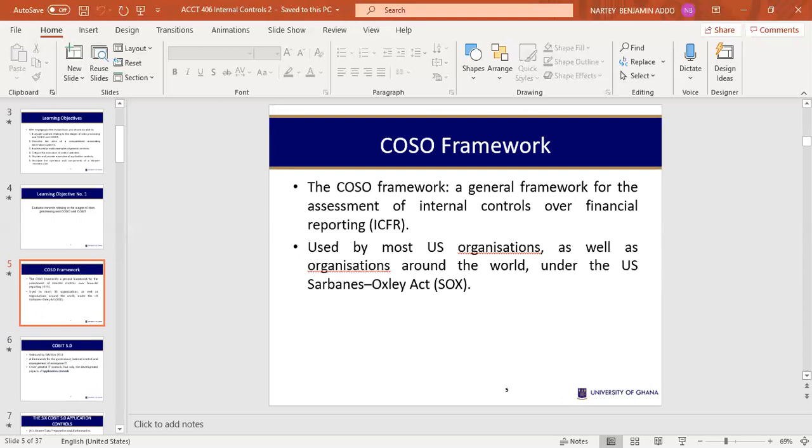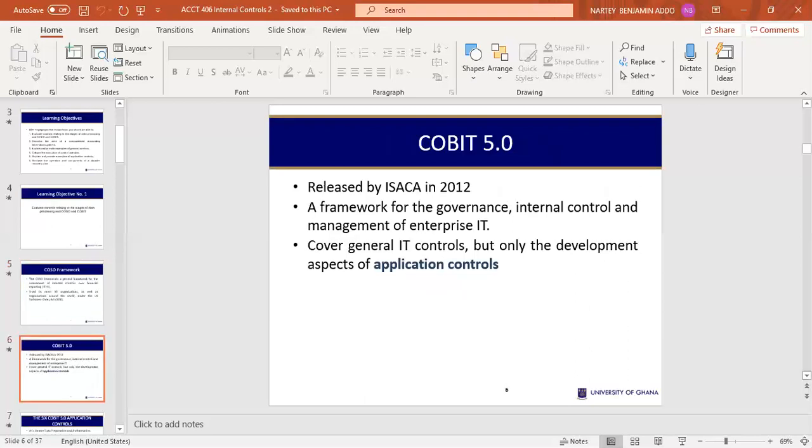We know that the Sarbanes-Oxley Act was promulgated in 2002 to regulate the activities of public organizations because of what happened around the world. Most of these giant companies collapsed or went through financial scandals and so on. So that was the basic aim of the act.